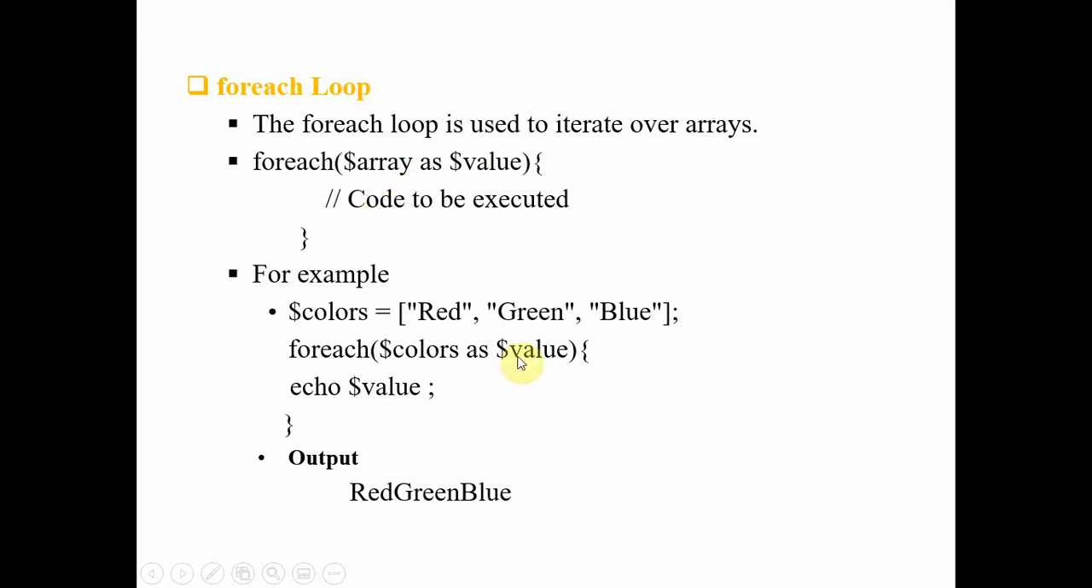Here we have a simple example to give a better idea. This is simply an array of strings. The name of the array is colors. You can see three different elements are there. I am going to use the foreach loop with colors as value and echo value. So what will be the output? It is red, green, blue. It will continue until the end of the array is reached.